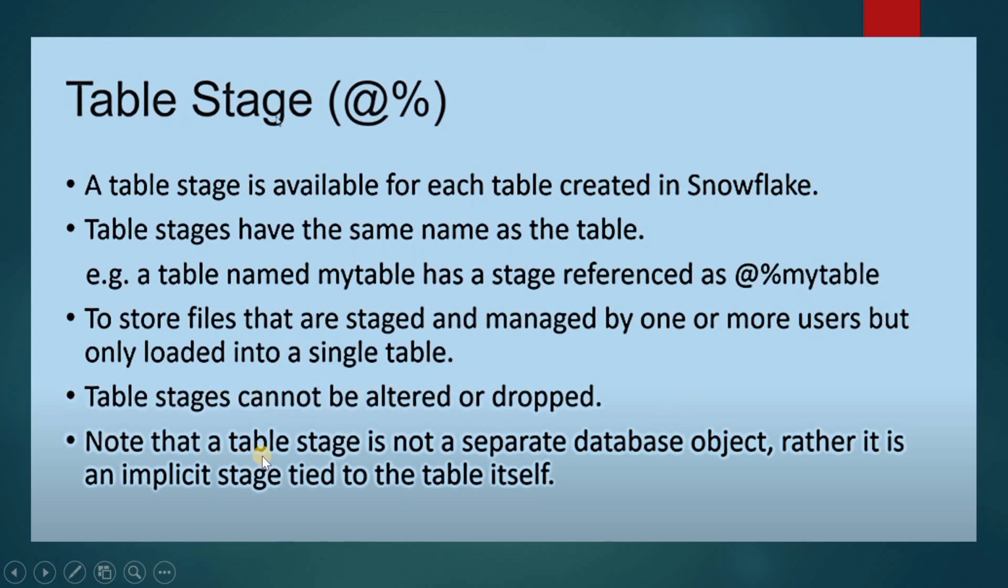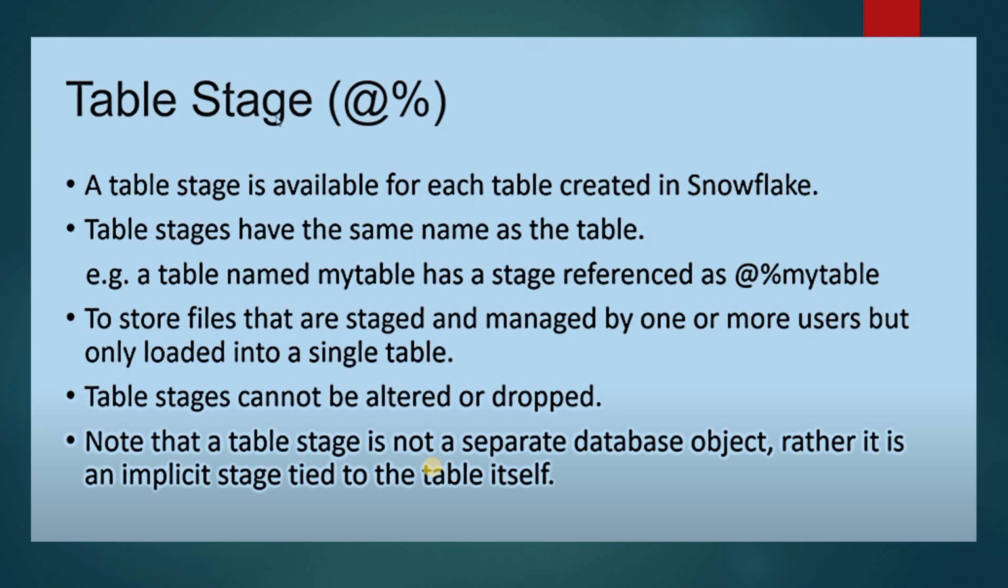Okay, and note that the table stage is not a separate database object, rather it is an implicit stage tied to the table itself. The user stage is also a database object, but in the table stage, the table is not a separate database object. As I have told you, the table stage is automatically created when we create a table, so it is not any separate database object.